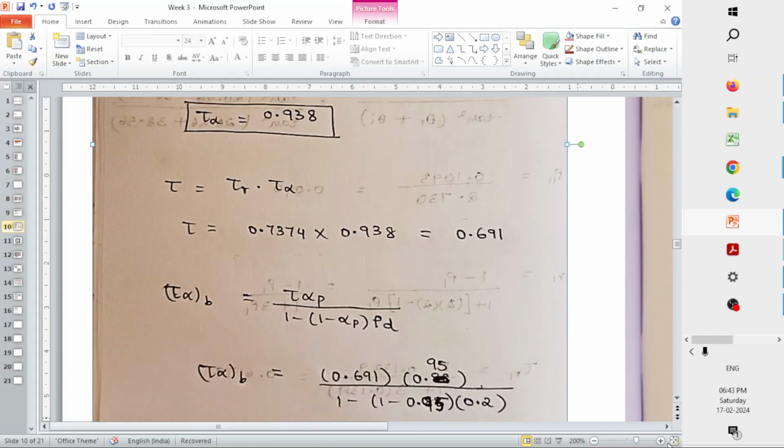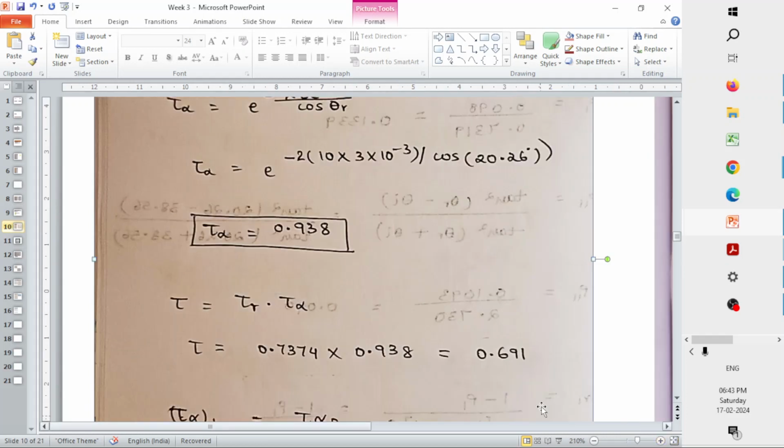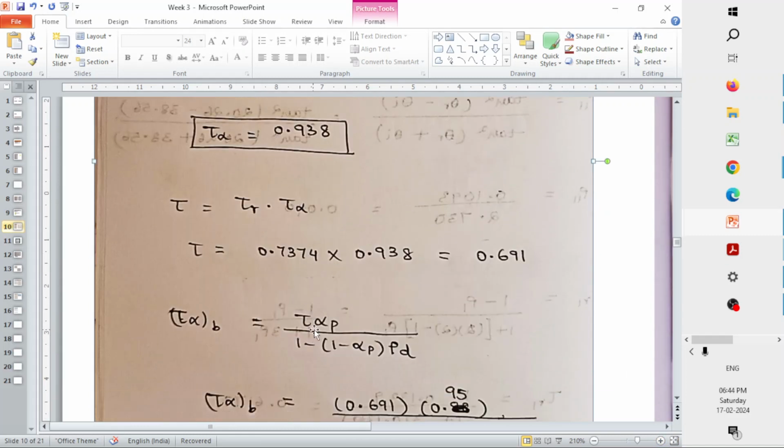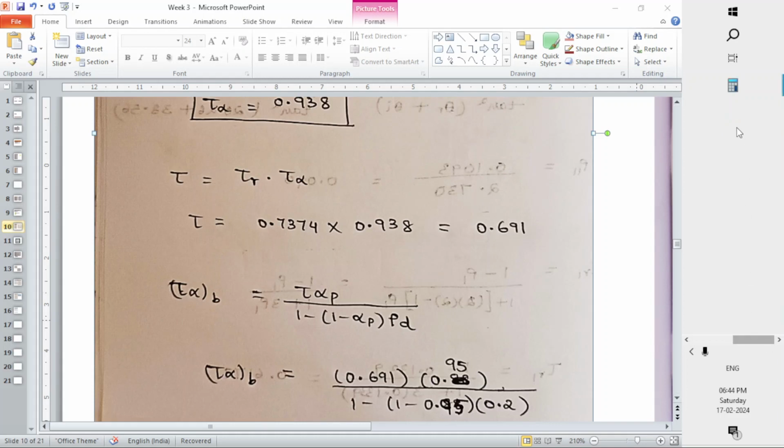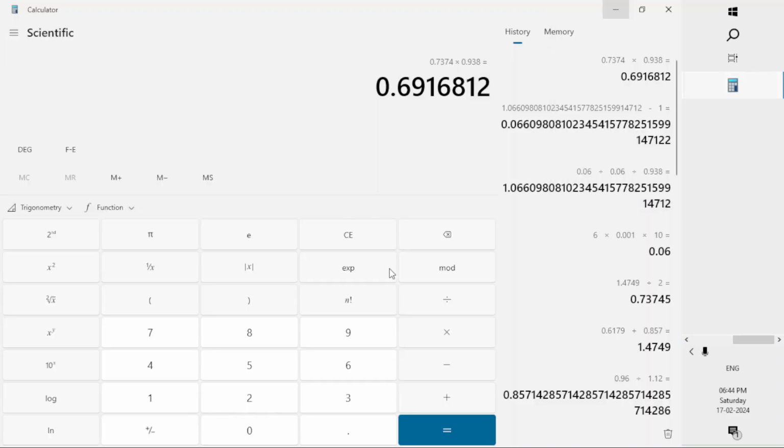Your tau alpha b will be tau times this formula divided by 1 minus (1 minus alpha p) into rho d. So tau is 0.691, alpha p is 0.95, and rho d is tau alpha into 1 minus tau r. We can calculate that value. So 0.938 into 1 minus tau r, which is 0.7374.